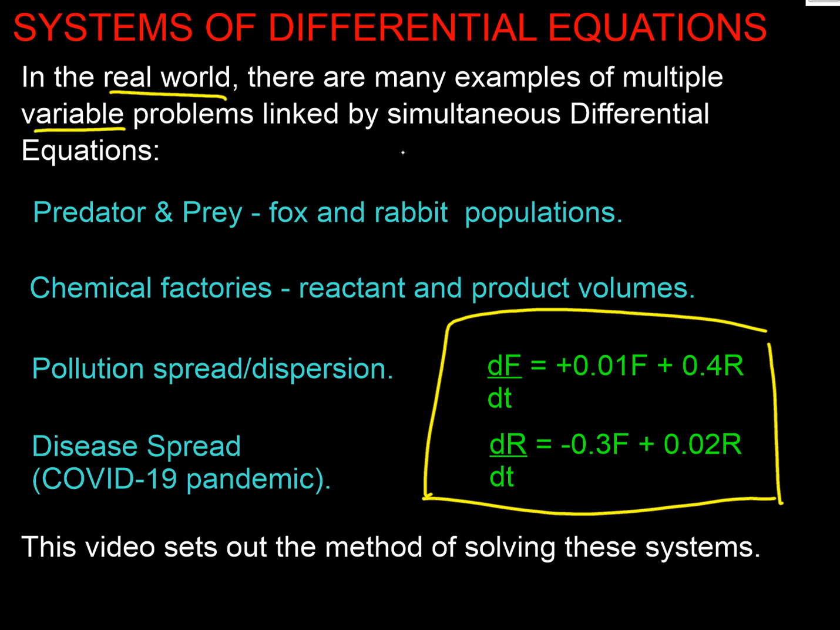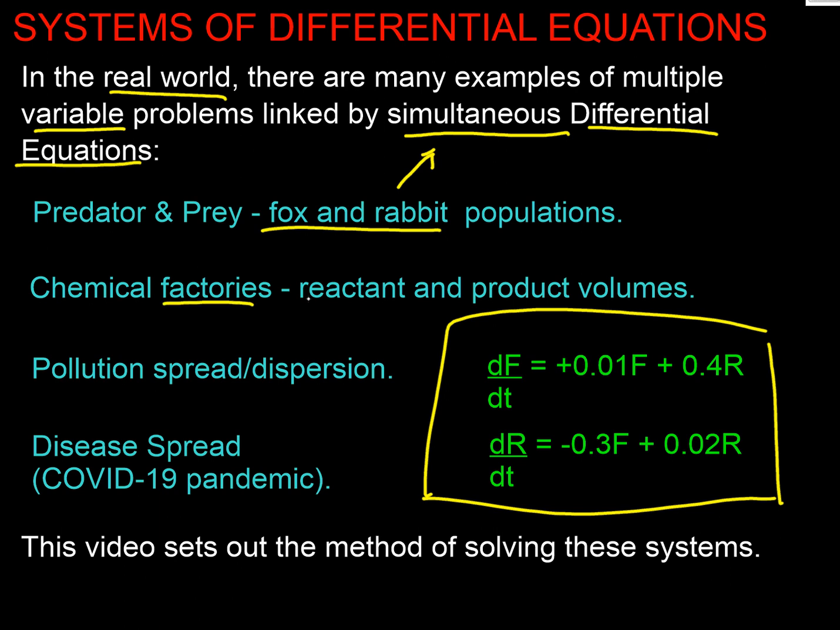But they're not only connected up simultaneously, but they're through differential relationships. So, for example, foxes and rabbits. Well, if there's more rabbits, there's more for the foxes to eat. If there's less rabbits, there's less for the foxes to eat. So the populations are connected.